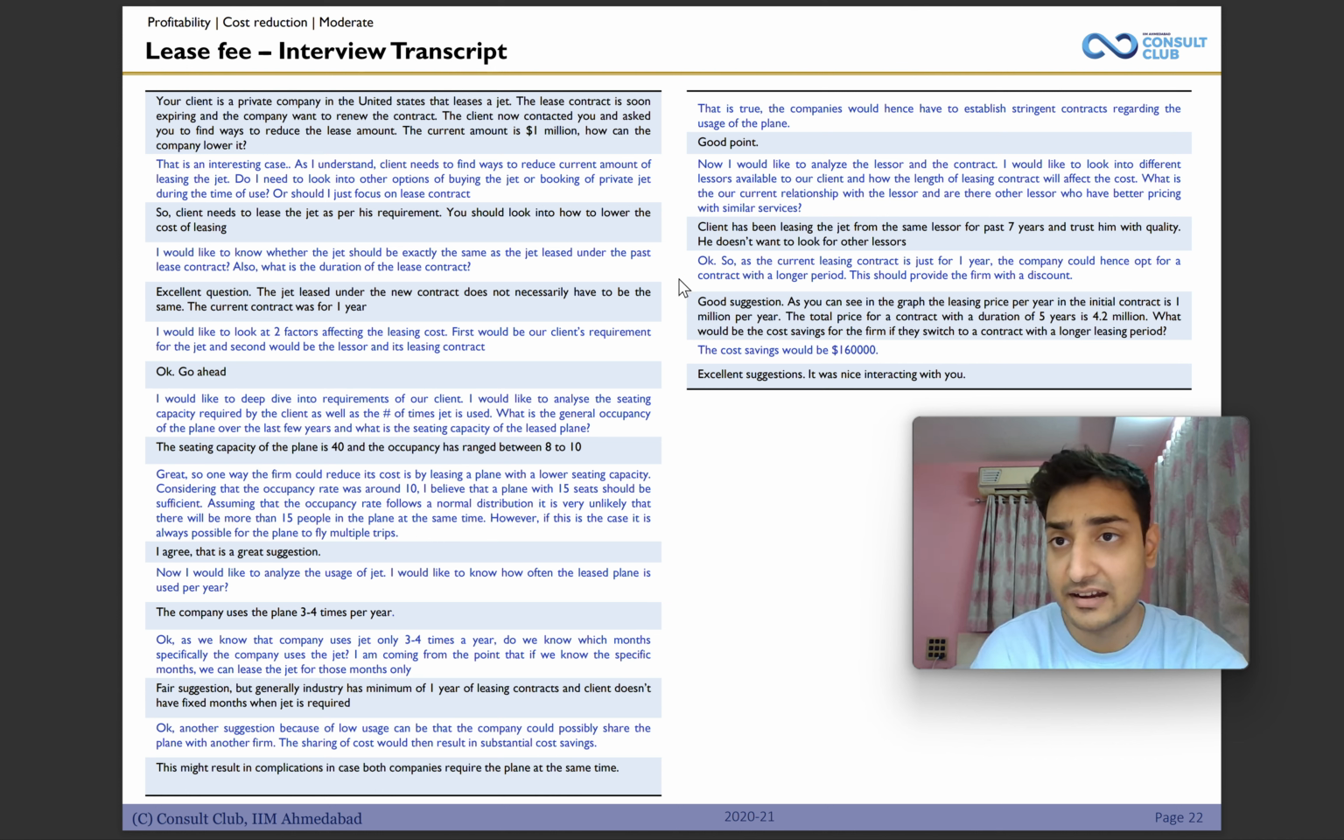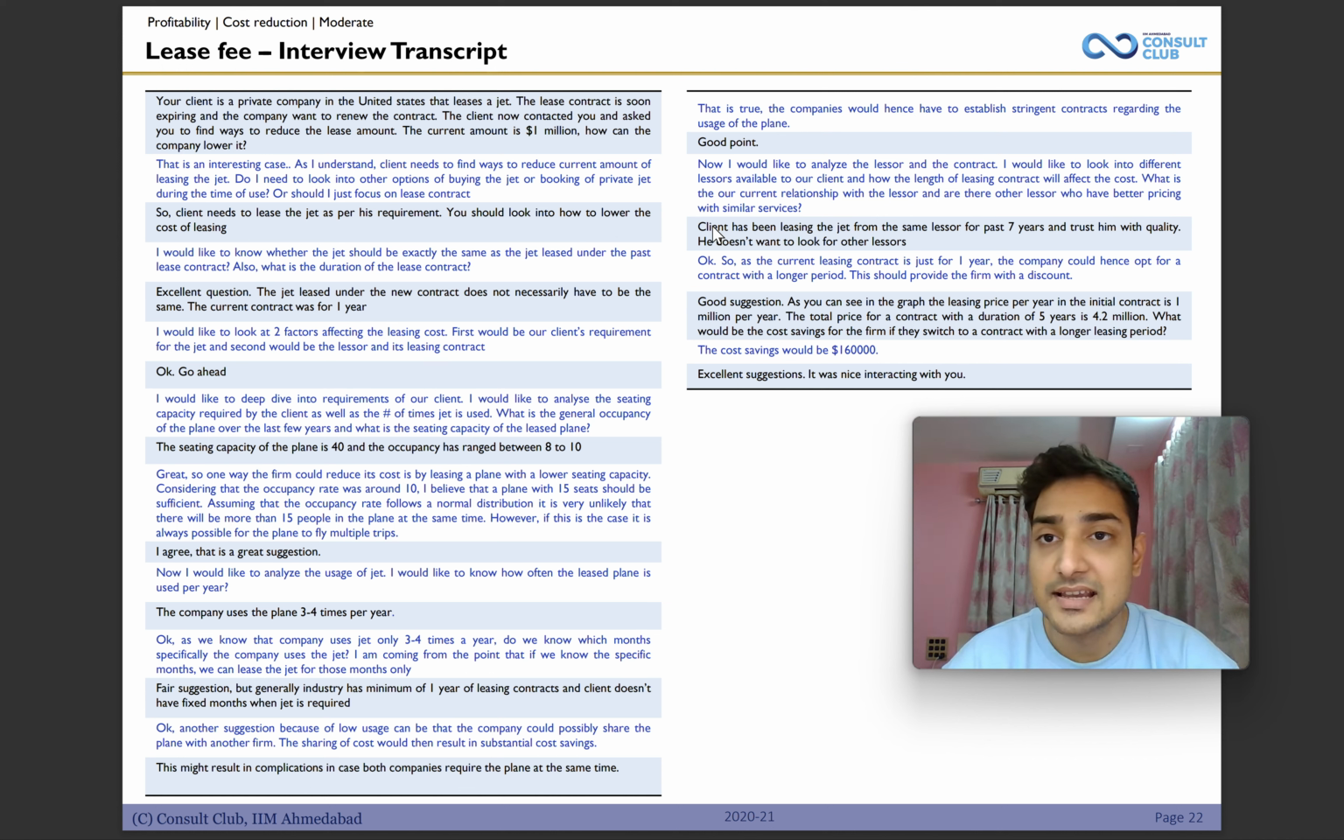So who exactly is our client? Our client is not the leasing company. Our client is the company who actually leases the jet from the other one. So we have to work with a company who's about to lease a jet or renew a contract of leasing with another company. Okay. So we have to figure out how we can reduce the amount from 1 million.